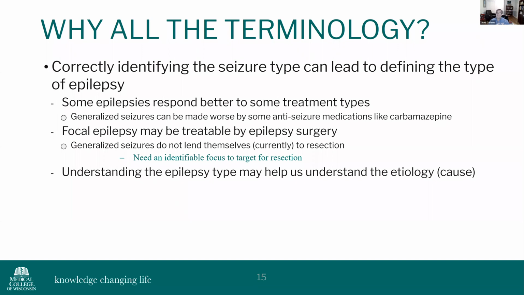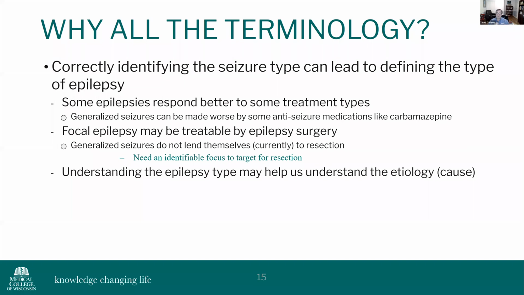Device therapies like the vagal nerve stimulator, deep brain stimulator, and the responsive neurostimulator are currently only approved for focal epilepsies as well. There is some data growing to support the use of some of these devices in generalized epilepsy, but they're not approved yet, so it's not something that is going to be typically recommended.